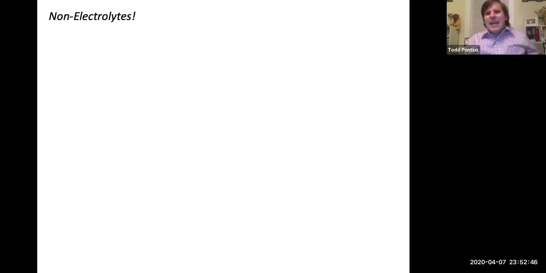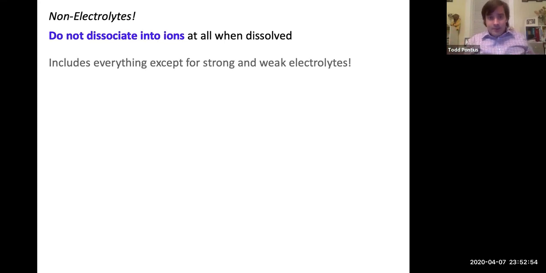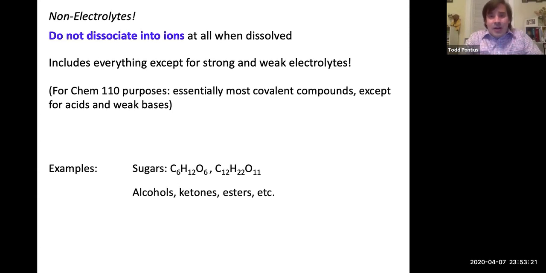Non-electrolytes. It's kind of a catch-all category. Basically, for our purposes, everything else. So non-electrolytes do not dissociate into ions when dissolved. It includes everything except for strong electrolytes and weak electrolytes. Okay, and we'll do a little summary of that in just a moment. So for Chem 110 purposes, essentially most covalently bonded compounds, except for acids and bases, okay? So some examples, sugars. Here we have a monosaccharide and a disaccharide. Some functional groups that are non-electrolytes, alcohols, ketones, esters, etc.